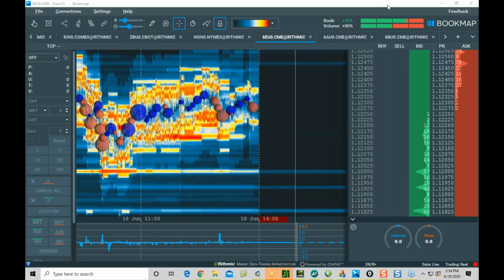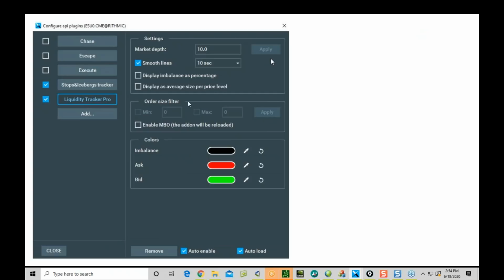And then I also showed my other settings. This is for the liquidity tracker that I talked about at the beginning. Very basic stuff. What it's showing you is basically the liquidity in the order book.